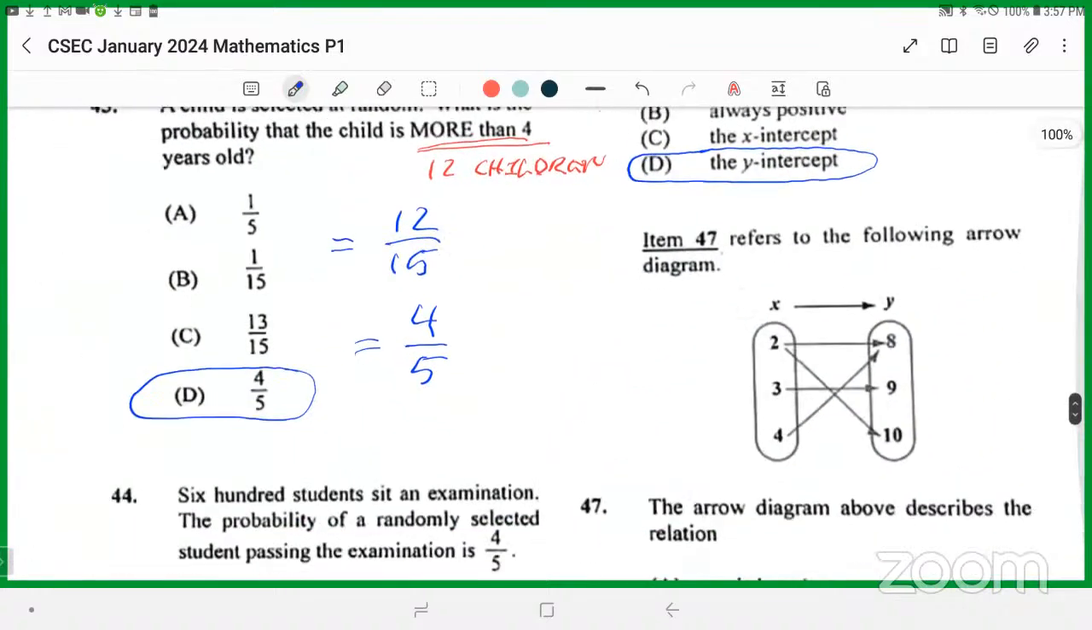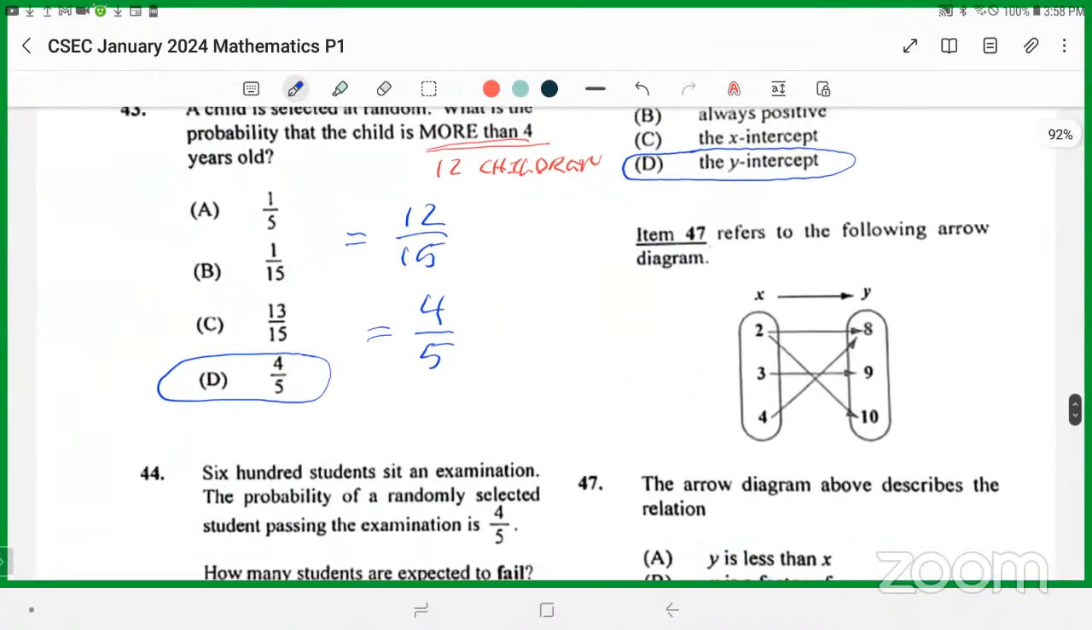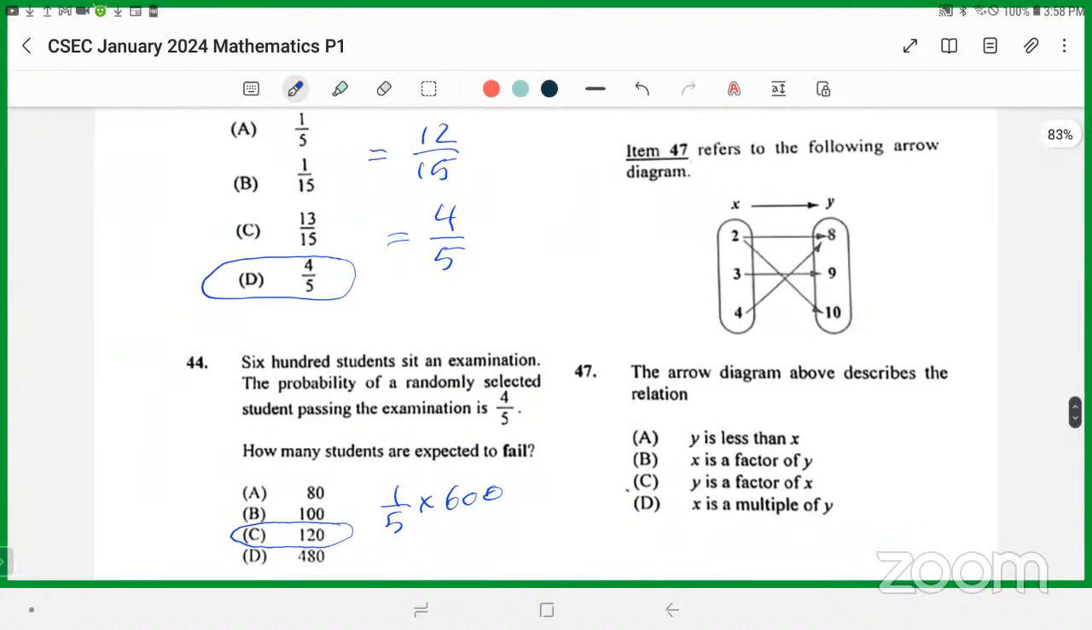This is the functions part now. It refers to the following arrow diagram. It says the arrow diagram above describes the relation. How are they related? Y less than X, that is not true. The Y value is more than that, so that is absolutely not true. X is a factor of Y. These X values are factors of the Y, but we have to show the mapping. So 2 is a factor of 8, and is also a factor of 10. That is true.